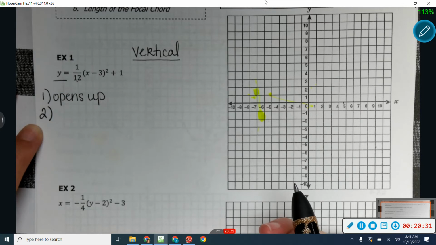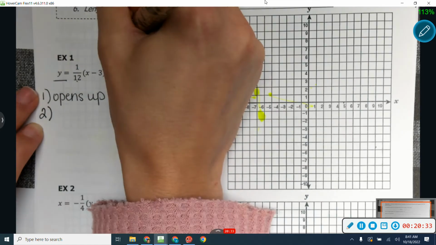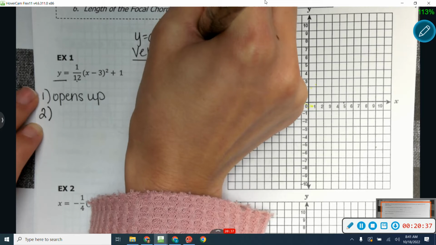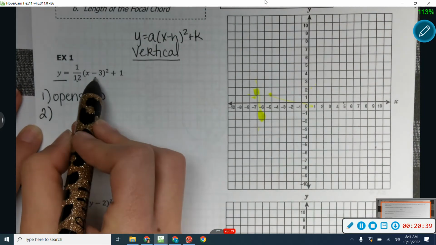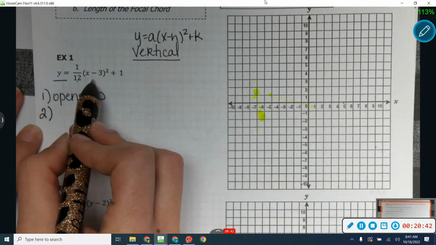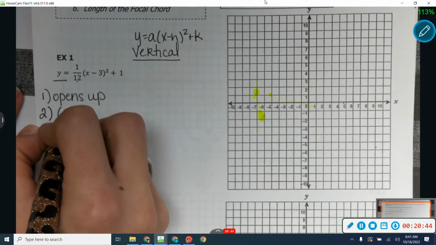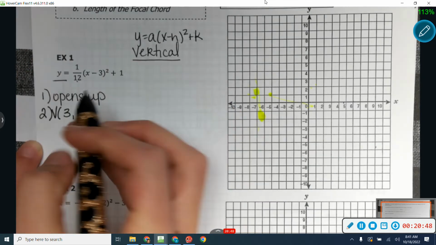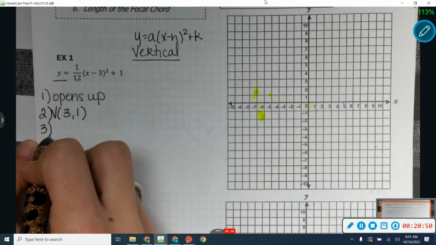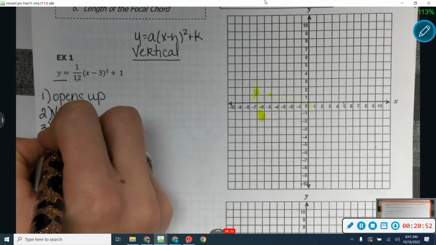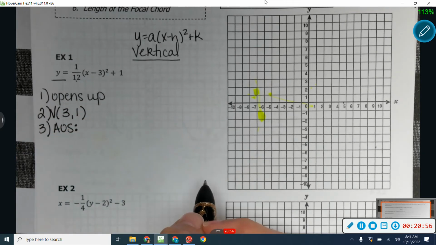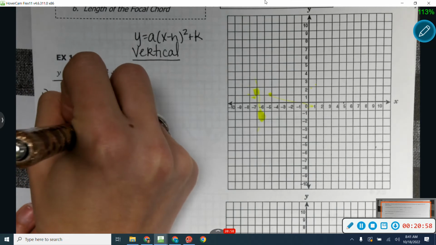Okay. For vertical, remember it's y equals a times x minus h squared plus k. So my vertex is h, k. What is my vertex for this? 3, 1. So then my axis of symmetry is going to be my x equals h. So it's going to be x equals 3.